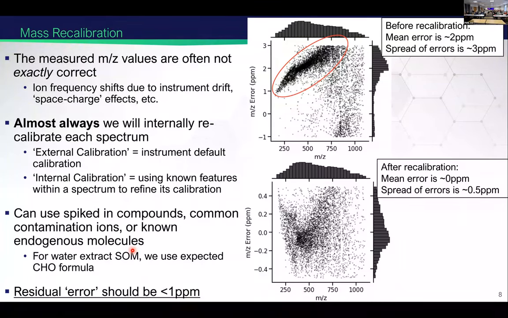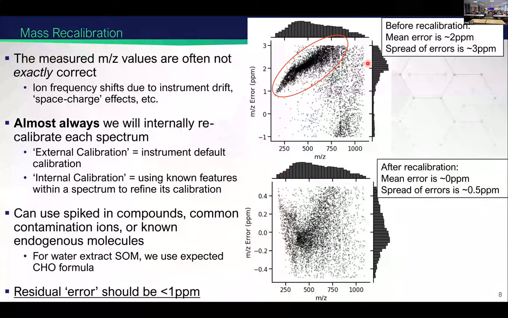And so a critically important step is called mass recalibration. What that means is that we look at data points within our spectrum and we know what they are for some reason, whether they are compounds we've spiked in, whether they're known contamination species, or whether we've characterized these samples so much we know the types of molecules that are going to be present. From that, we can recalibrate the spectrum, and that allows us to really narrow in on what our residual uncertainty is with the measurement of that peak's mass.